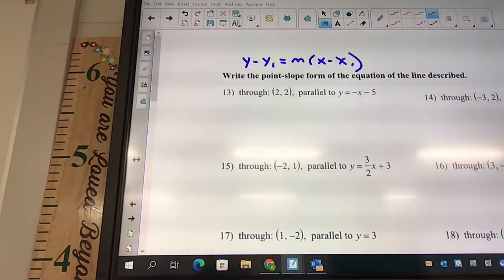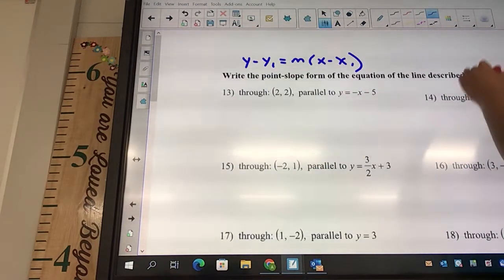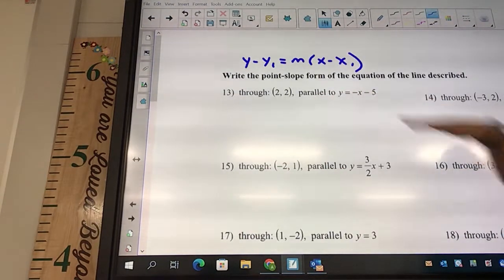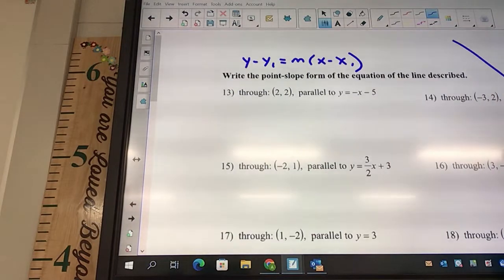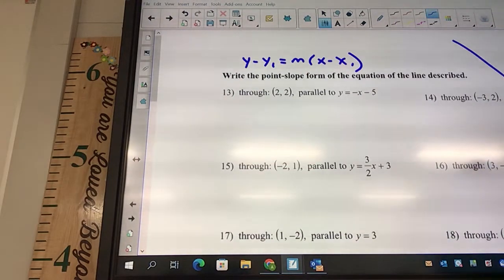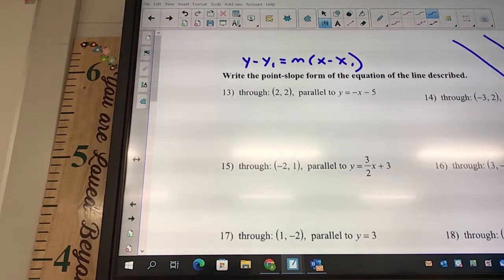Okay, so what's happening here is they're giving you a point like so, and they gave you this parallel line, so maybe it looks like this. They want you to find the other line that runs through this point, and so essentially what they're wanting you to find is this line.